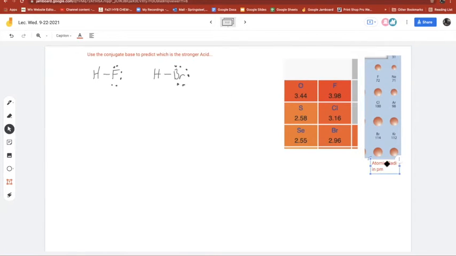This is electronegativity. So let's see. The fluoride is much more electronegative than bromide, but the bromide's bigger. 114 picometer atomic radii. No, it's not double, but it's much bigger still. So what's our guess? Who do you think's the stronger acid?